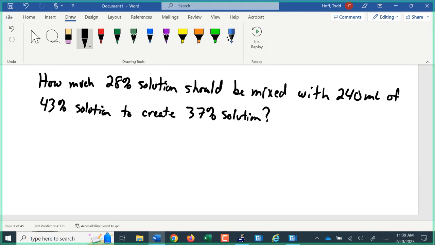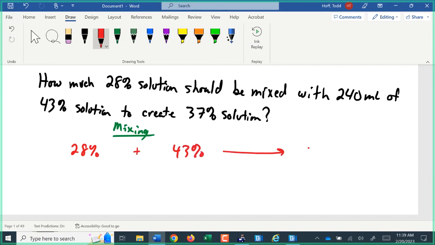Okay, so remember the deal here was we had two ingredients, two inputs. And so we need to get those and what they're containing, the amount of solute they contain, and that has to equal the amount of solute in our final ingredient. So here we are mixing 28% and 43% solutions. And we're combining those in an effort to make 37%.